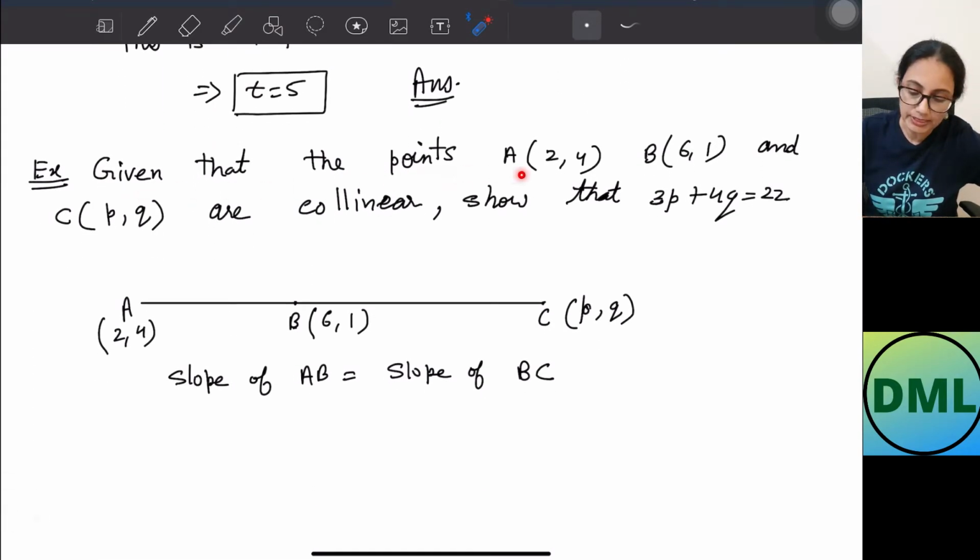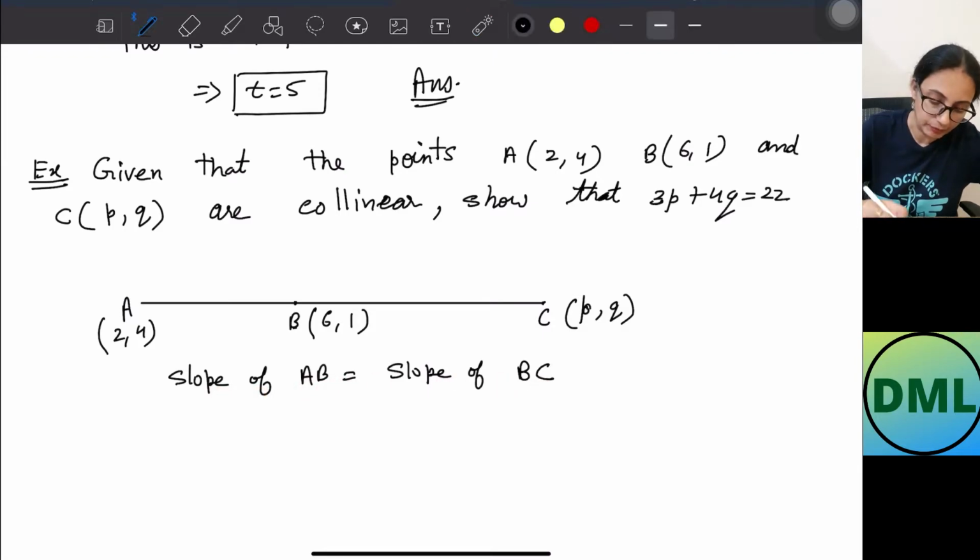Given that the points A (2, 4), B (6, 1) and C (p, q) are collinear, show that 3p plus 4q is equal to 22. As you can see, I have plotted the line for you. A (2, 4), B (6, 1), C (p, q). Now the slope of AB is equal to the slope of BC. Let's apply the formula here.